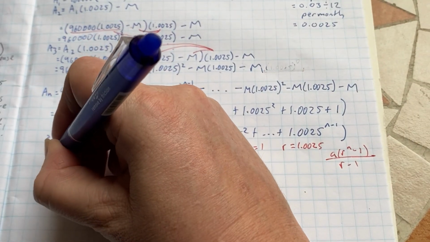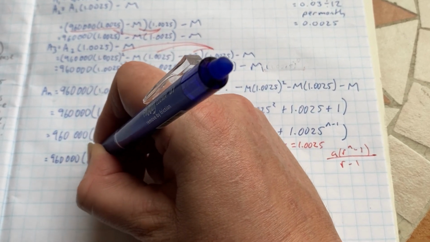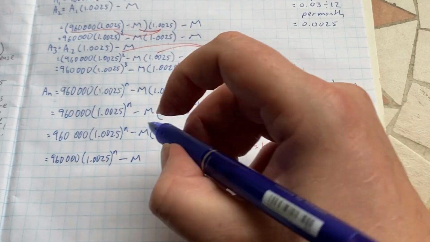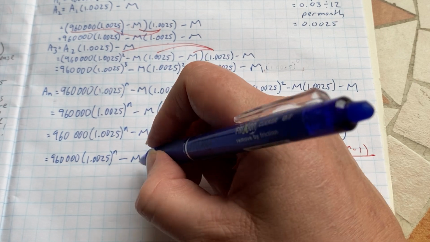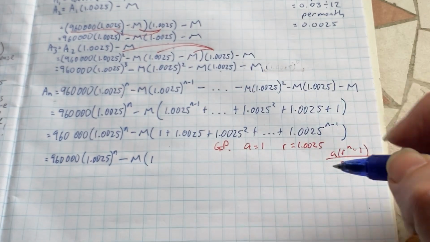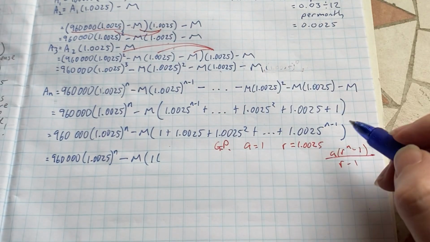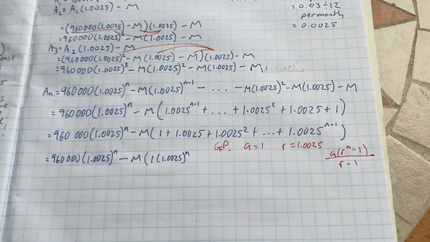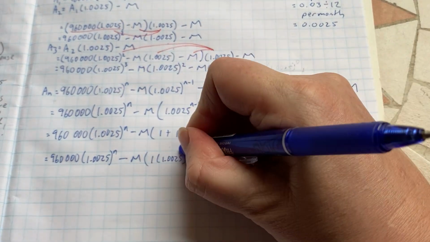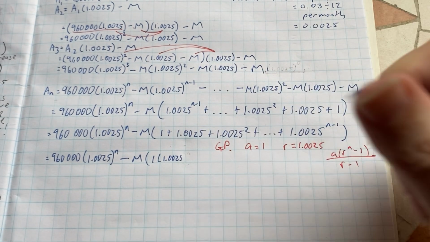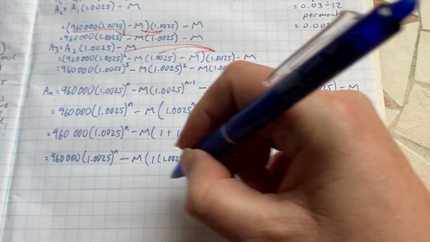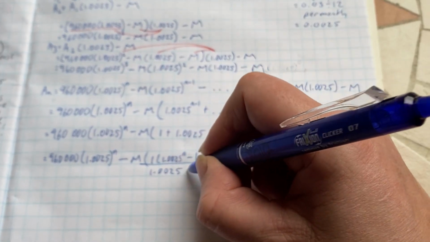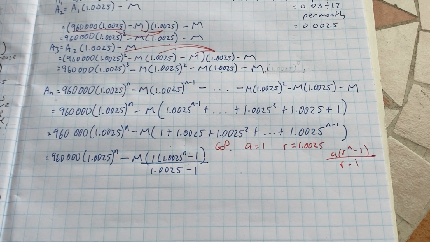So that equals 960,000 times 1.0025 to the n minus m. Now a is just 1. I am going to write it in. You don't have to write it in. So a bracket, our r, which is this, 1.0025 to the power of n. Oops, sorry, I wasn't supposed to close the bracket yet because I haven't done the minus 1 yet. To the power of n minus 1, all over r minus 1, so 1.0025 minus 1. And that's our formula for an.